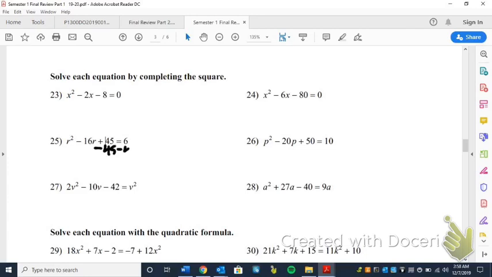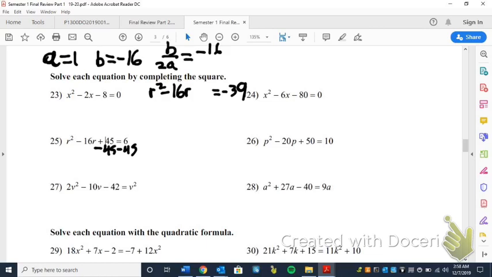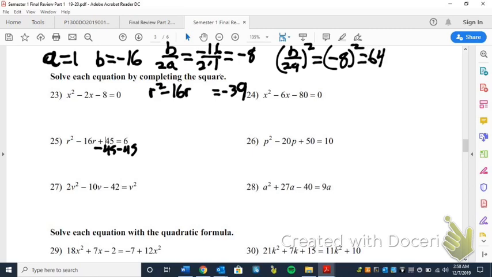25. Add 45 to both sides, or subtract 45 from both sides. We get r squared minus 16r equals 34. A equals 1, b equals negative 16. b over 2a equals negative 16 over 2 times 1, or negative 8. b over 2a squared equals 64. And that's what we're going to add to both sides. That gives me r squared minus 16r plus 64 equals 25.